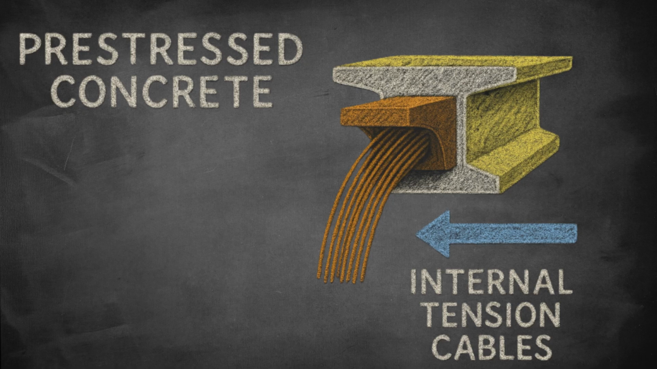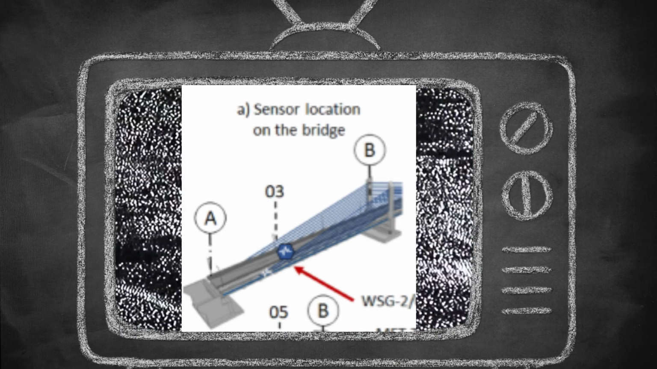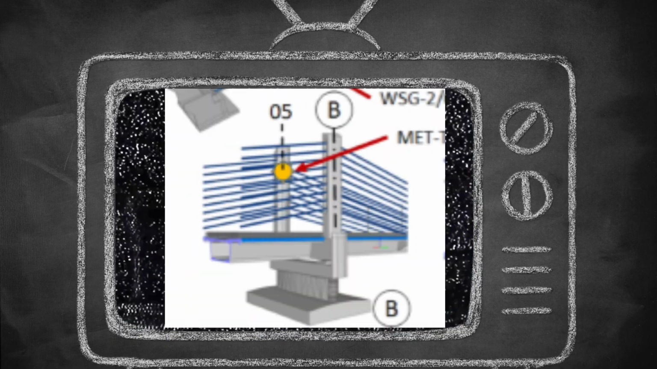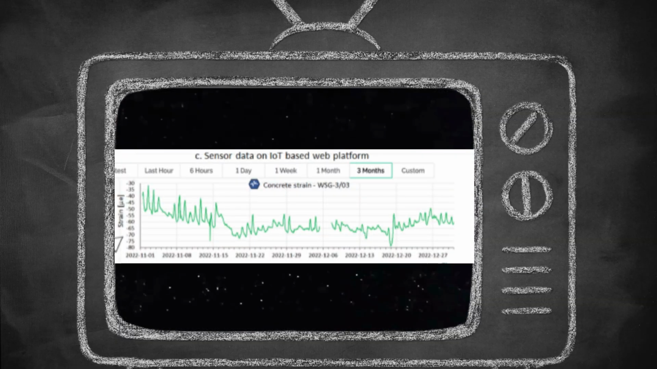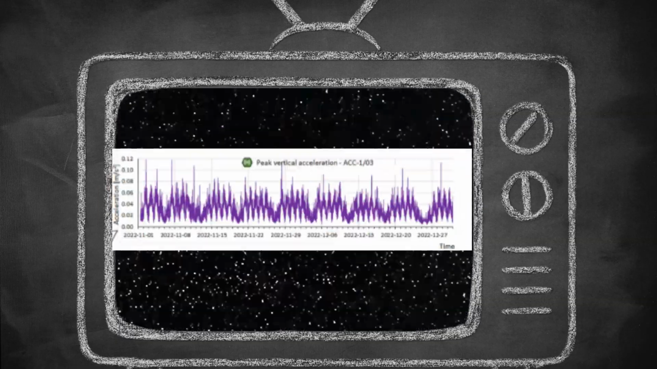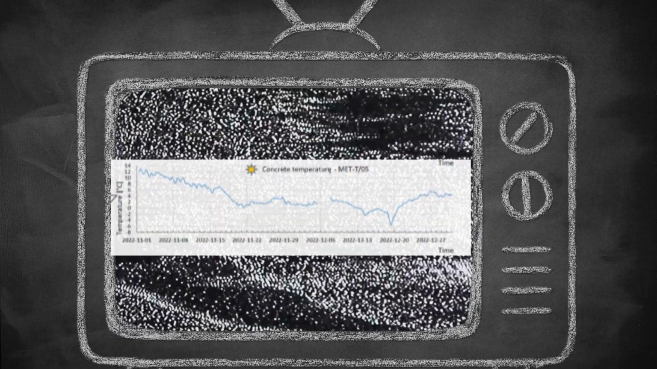Pre-stressing adds internal compression, letting concrete handle greater tension loads without cracking. Before opening, every bridge is tested with simulated loads, sometimes fleets of trucks or hydraulic systems, to measure deflection. In operation, sensors track vibration, temperature, and strain to predict wear before failure.